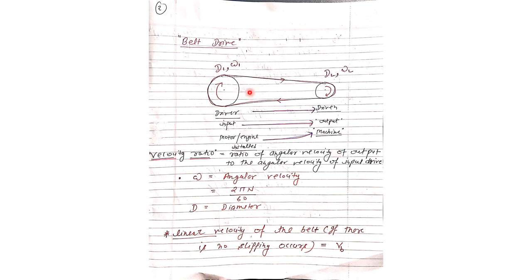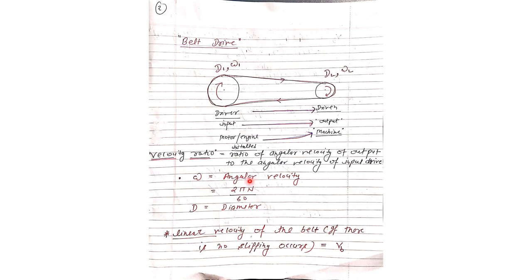So there are some certain notations: d1, omega 1. D1 is the diameter at input, omega 1 is the angular velocity at input, d2 is the diameter at output, and omega 2 is the angular velocity at output. Then there is a term known as velocity ratio. It is defined as the ratio of the angular velocity of the output drive to the angular velocity of the input drive.